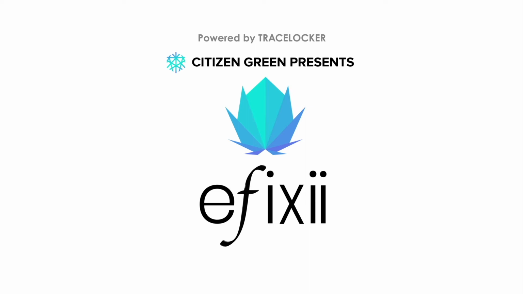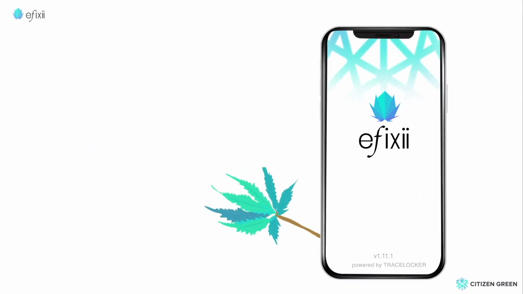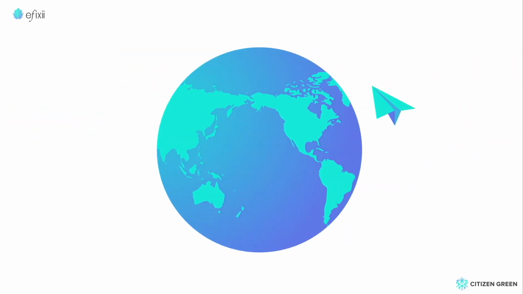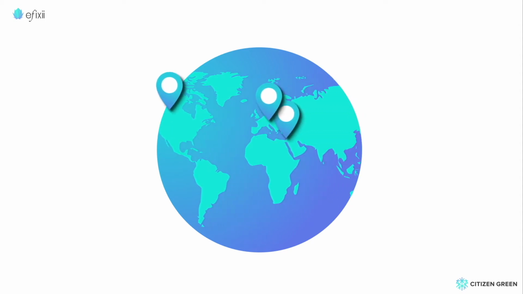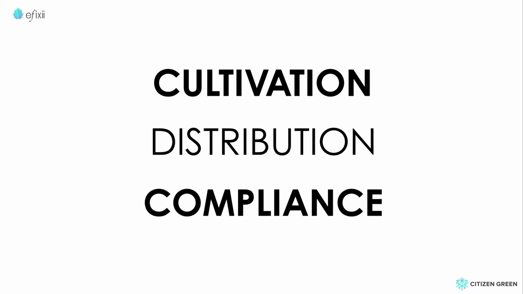Powered by TraceLocker, Citizen Green Efixi is the world's first blockchain-powered RegTech compliance solution that enables a fast, agile registration of medical cannabis and CBD products. Simple, secure, and intuitive, Efixi was designed with leading medical cannabis and CBD cultivators from Israel, Canada, and Switzerland, and was built to align with their cultivation, distribution, and compliance processes.